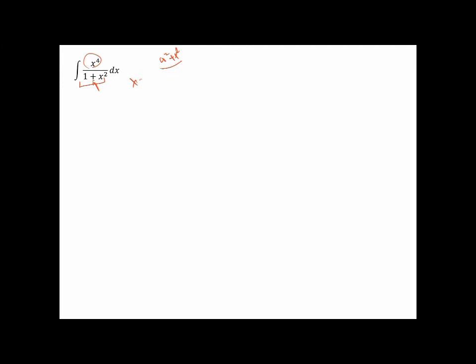So x equals simply a tangent theta, right? A is 1 here. dx is secant theta squared d theta. Plug in. And I find there is no limit, so I don't need to change the limit. So tangent theta to the fourth over 1 plus tangent theta squared, times secant theta squared d theta, which is copy.